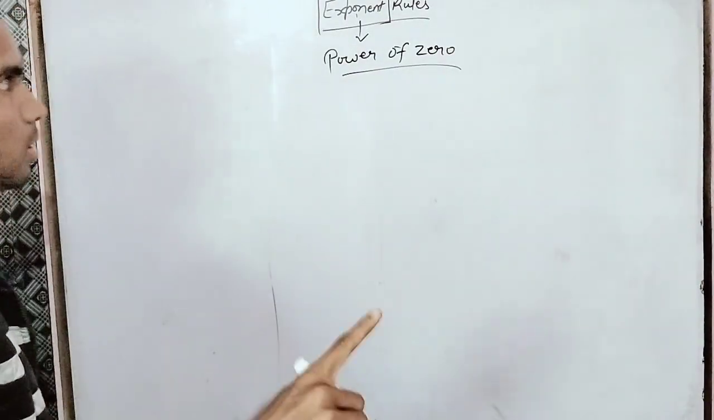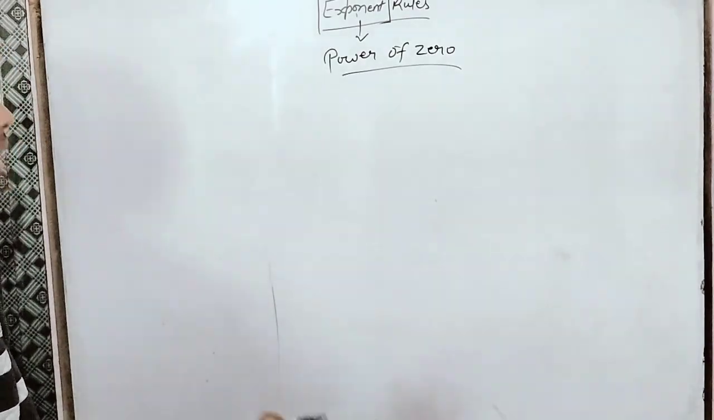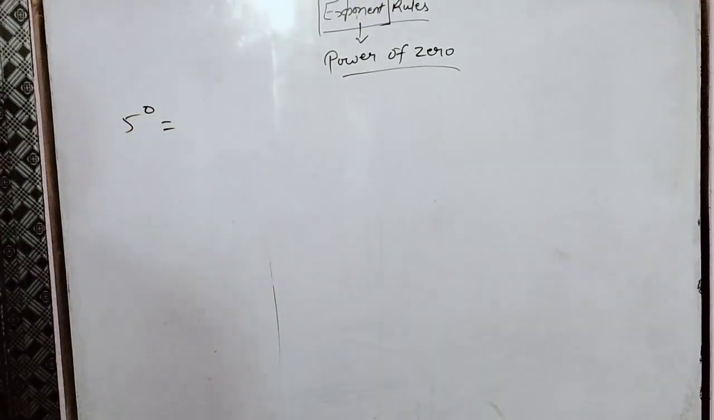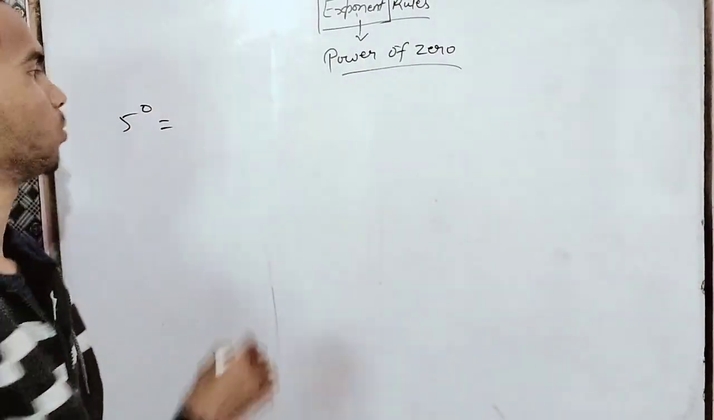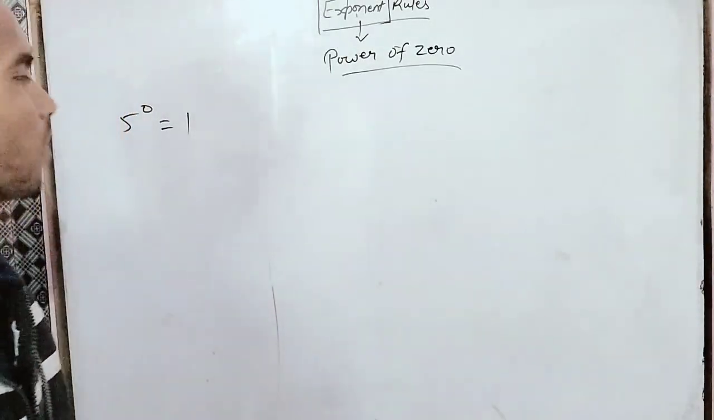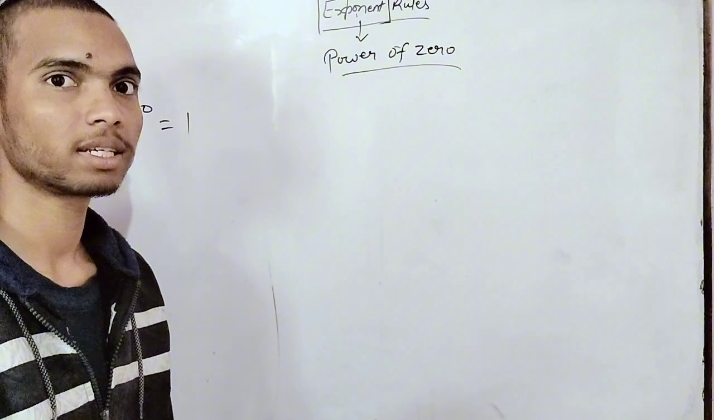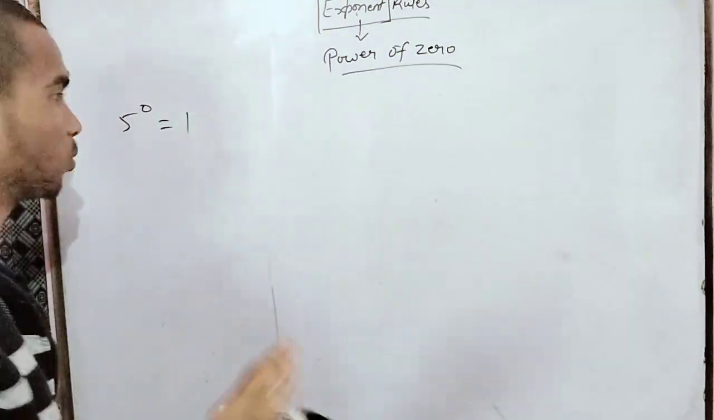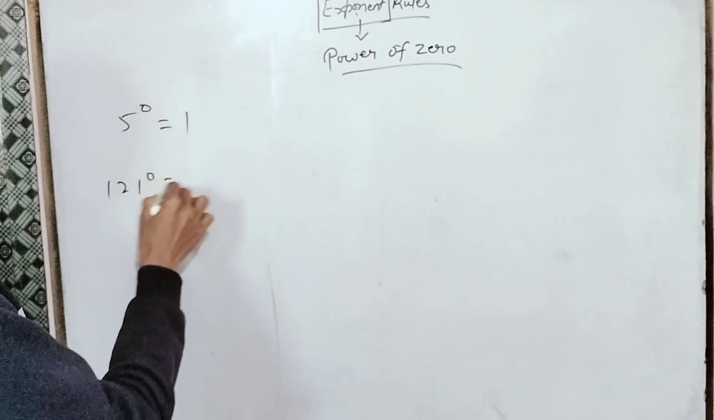If the power is 0 of a base, let's say like that, then the value of this will be 1. Whatever you have as a base, if the base has a 0 exponent, then the value will be 1. Like that. The value will be 1. Clear?